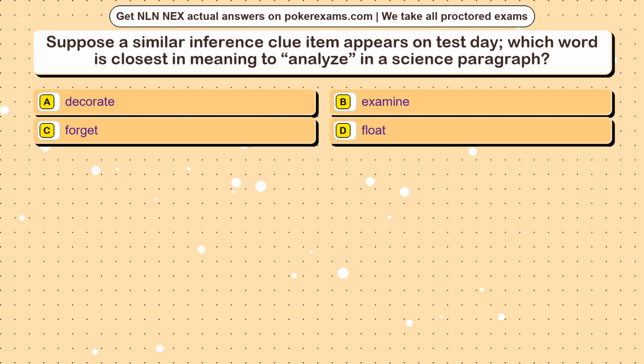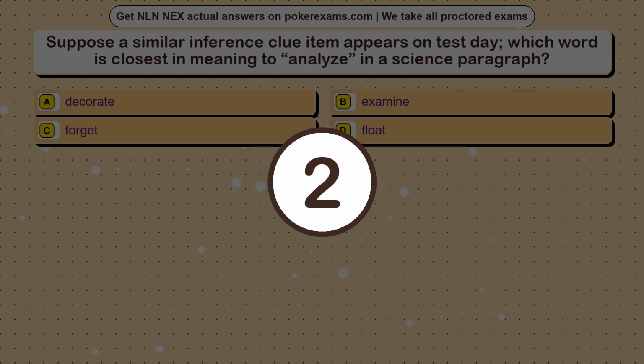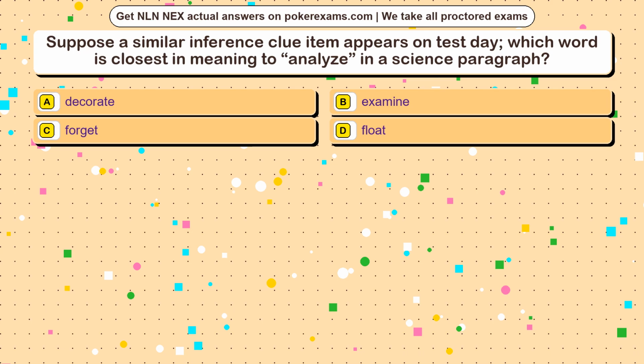Question 7. Suppose a similar inference clue item appears on test day. Which word is closest in meaning to analyze in a science paragraph? Option A, decorate. Option B, examine. Option C, forget. Option D, float. The correct answer is option.